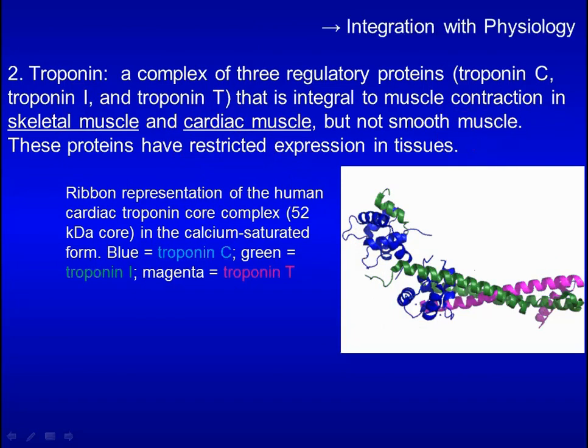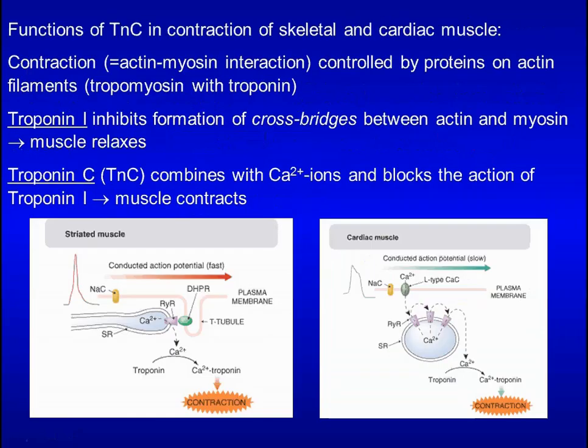Here is integration with physiology. Troponin I inhibits formation of cross bridges between actin and myosin. Muscle relaxes. When the calcium level rises in the cytoplasm of muscle cells, troponin C combines with calcium and blocks the action of troponin I. Muscle contracts.